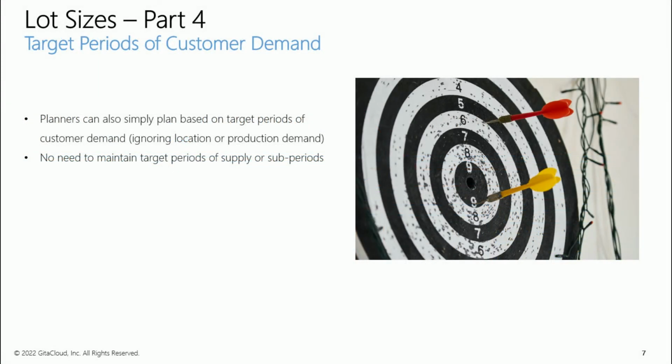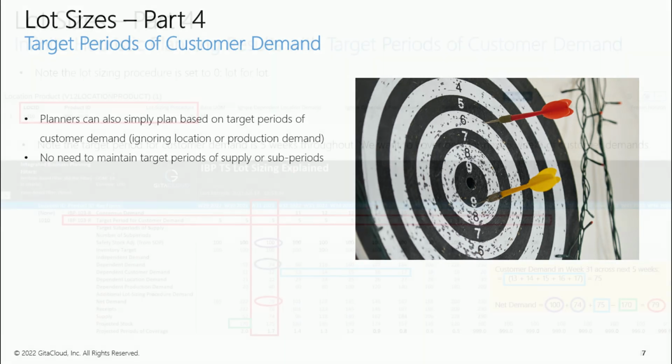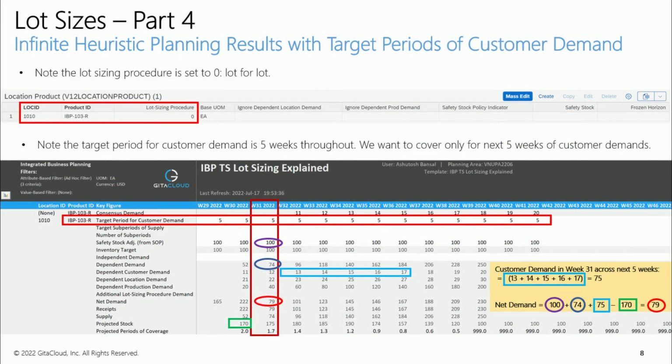Another option planners have is to plan forward cover only for the customer demand. Coverage span key figures such as target periods of supply, and subperiods, do not apply in this case. Lot sizing procedure needs to be set to 0, lot for lot, to run with this lot sizing approach. Let's review planning results from infinite supply heuristic. Target periods for customer demand key figure is set to cover for the next 5 weeks of customer demand, while ignoring any dependent location or production demands.